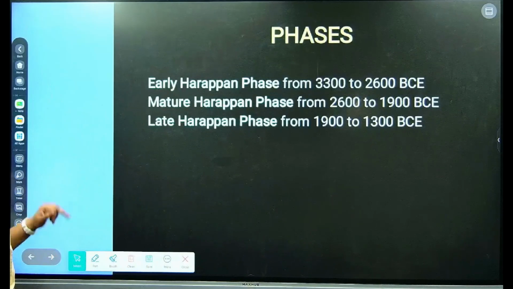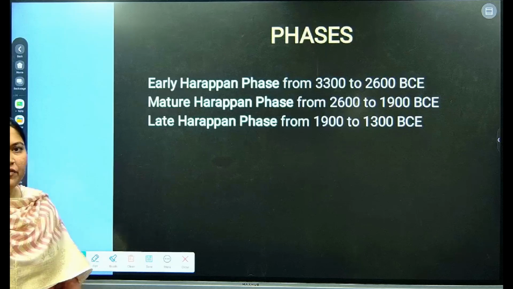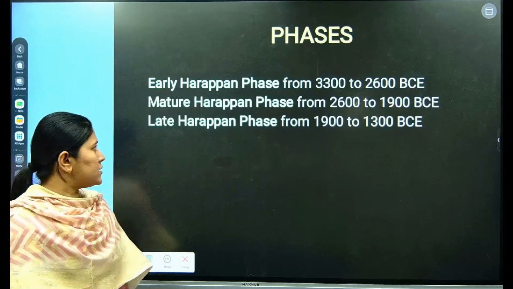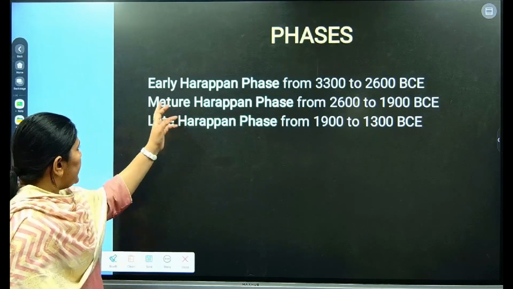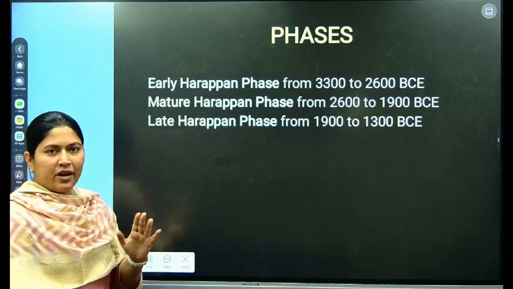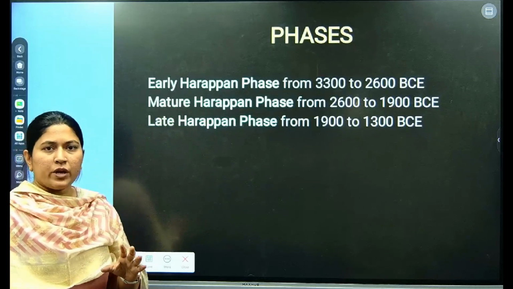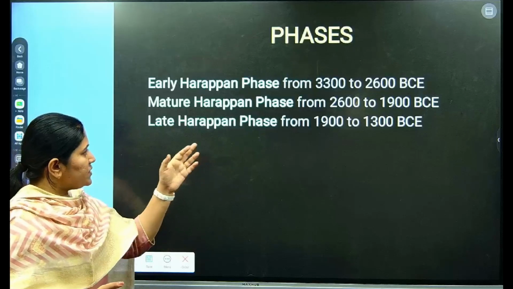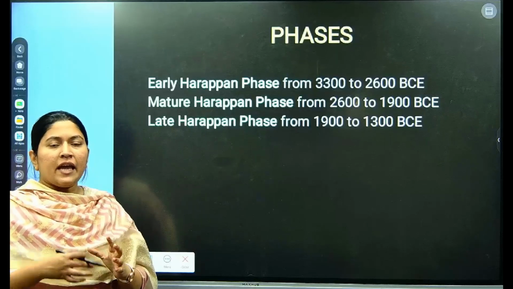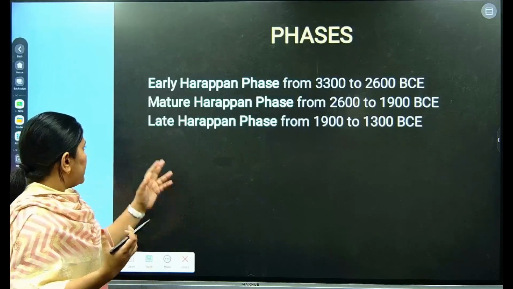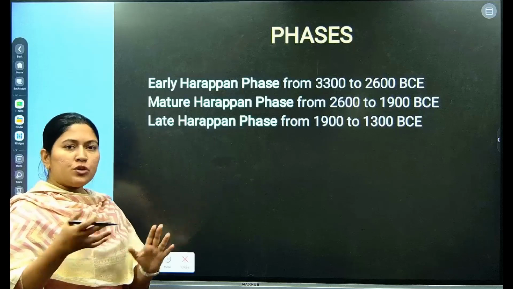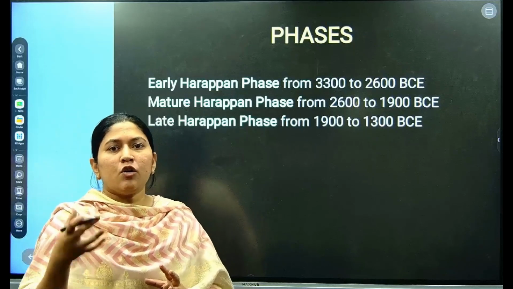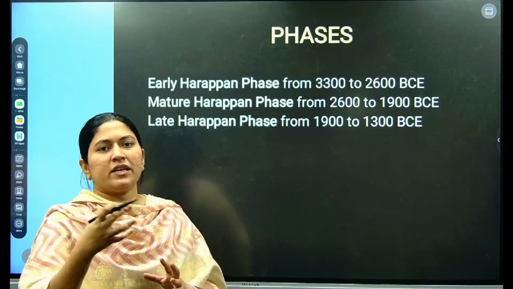Now, beyond this, Dharam Sahni, depending upon the evidence, categorized the Harappan civilization into three major phases. Right from the early Harappan phase, that is from 3300 to 2600 BC. Okay, here the settlement started. After that, 2600 BC to 1900 BC, they came up to the mature stage. And in the late Harappan phase, that is 1900 to 1300 BC, we'll see the beginning of the decline of the Harappan civilization.